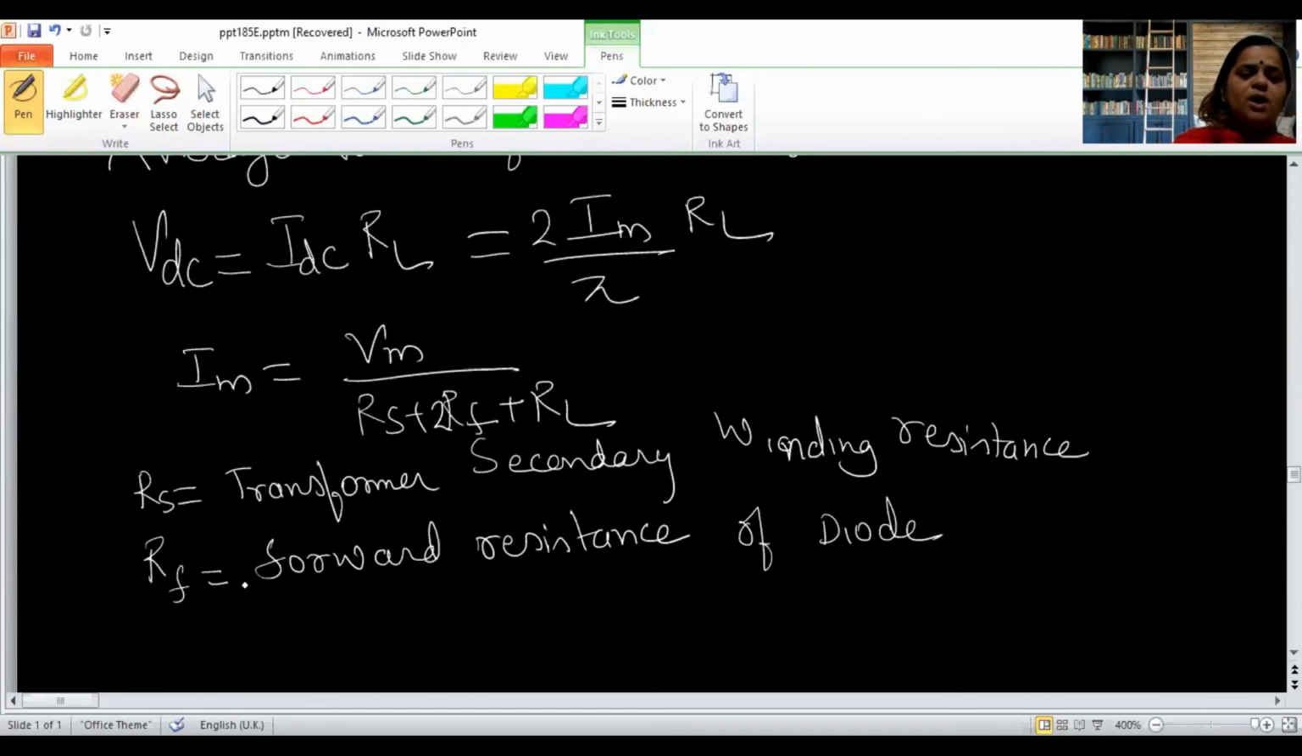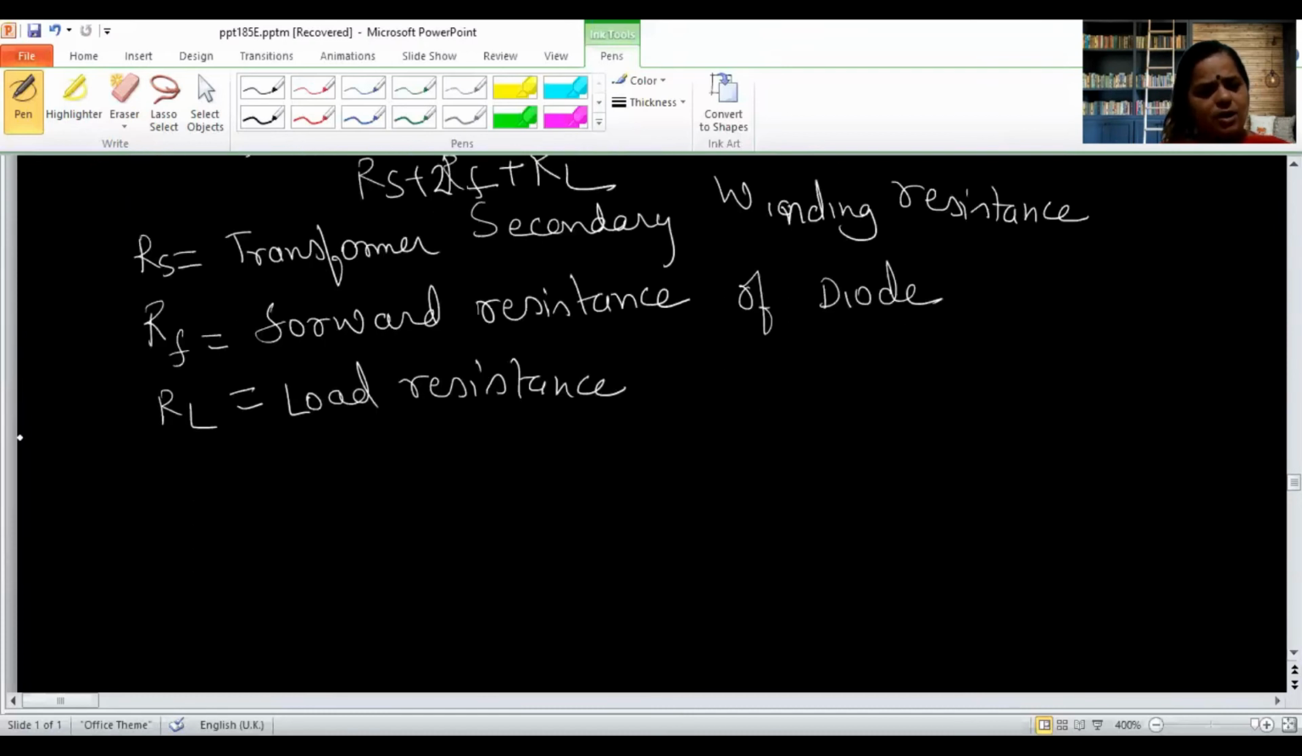You can see that I have added 2 RF. Why 2 RF? Because whenever the supply is connected to the load, two diodes come into the picture. That's why we have to multiply this forward bias resistance by 2. Now what is RL? RL is nothing but the load resistance. Basically, the value of RS plus 2 RF is much less than RL.